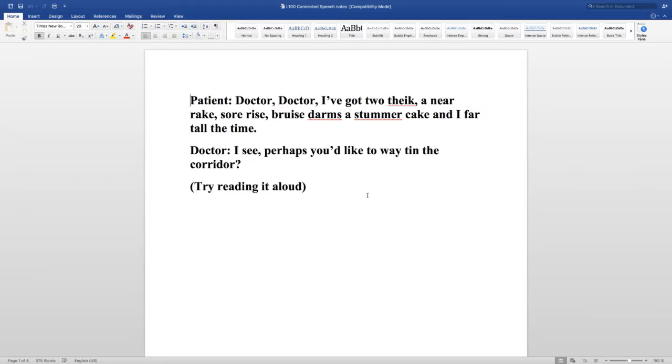Okay, so hopefully you had a chance to practice a little bit here and maybe you figured it out. If I would say this out loud, let's see if this helps. And then I'll show you what it looks like in standard English.